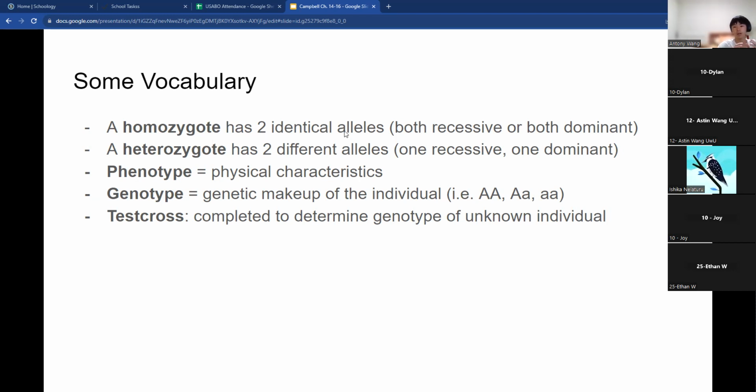Remember how all diploid organisms like us have two sets of chromosomes, one from our mom, one from our dad. And so every chromosome has one allele, one locus for the gene. So an organism with the same allele on both chromosomes is a homozygote. On the other hand, if an organism has different alleles on the two chromosomes, then they are a heterozygote.